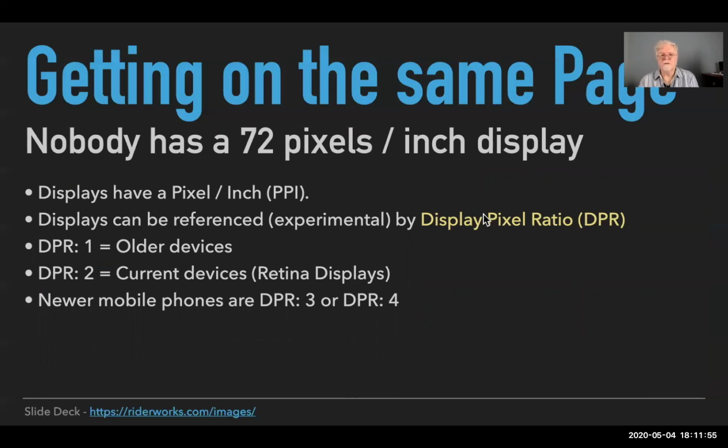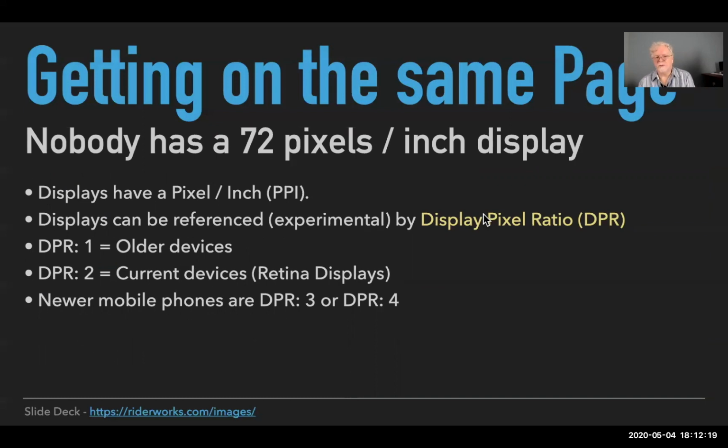Many years ago, 10, 15 years ago. So this PPI, or pixel per inch, has to be represented in some way. And I stumbled on this area. This is from Mozilla, the developers for Firefox. And they came up with this idea of display pixel ratio. And it really rung a bell with me. I really liked what they were talking about.